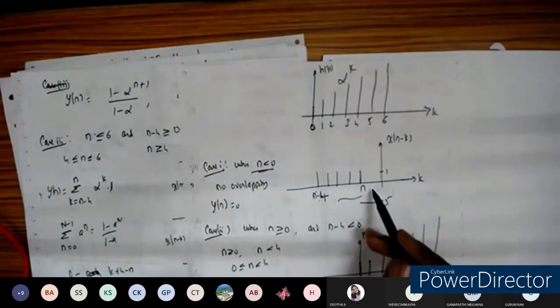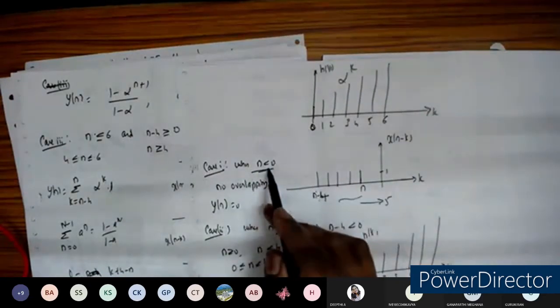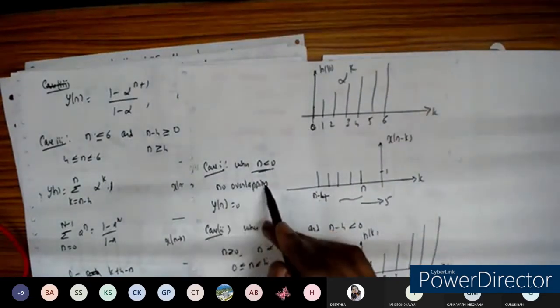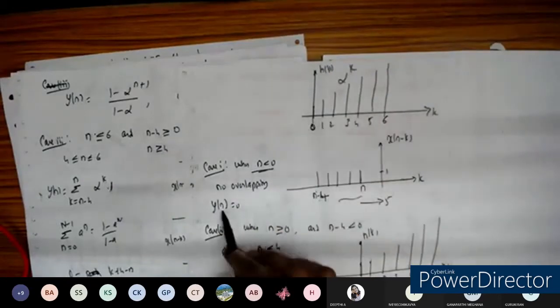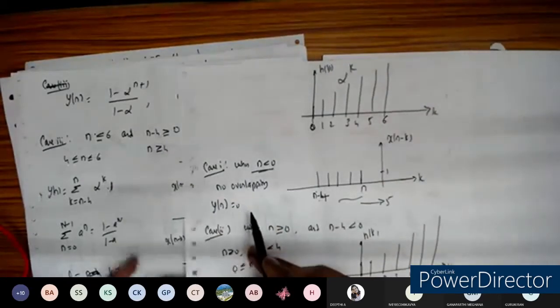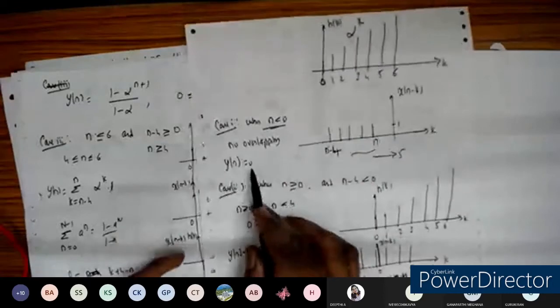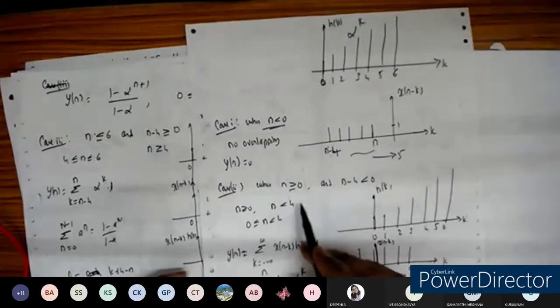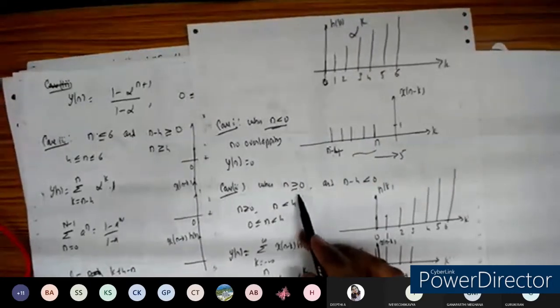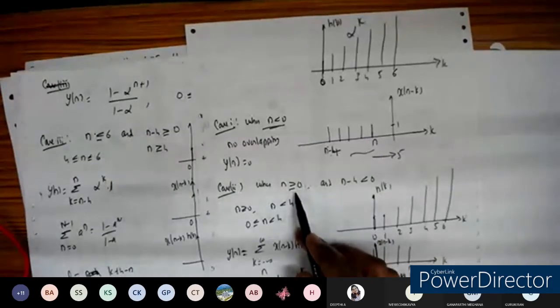The first case we have taken is n is less than 0, and there is no overlapping of the sequences when n is less than 0. So y of n is obviously equal to 0 here. That is the first case. And the second case is when n is greater than or equal to 0.